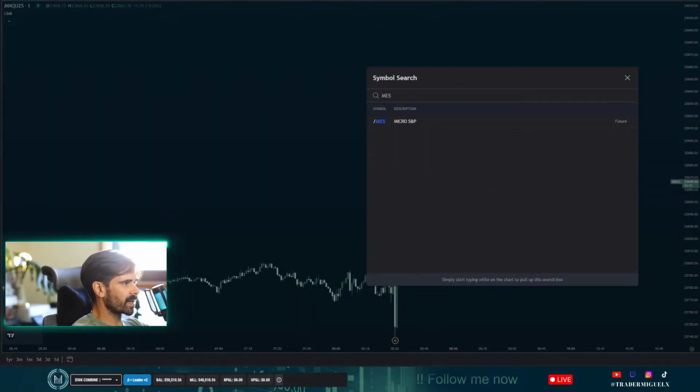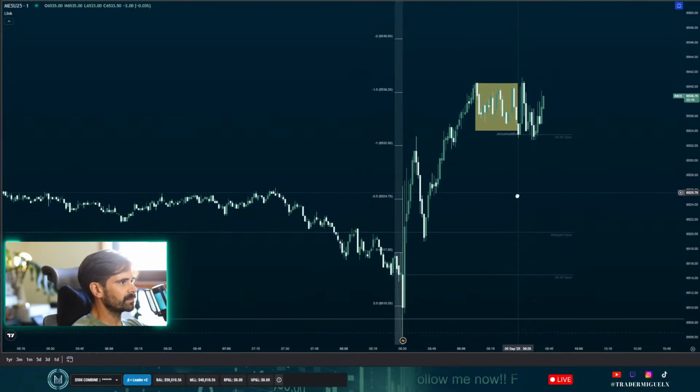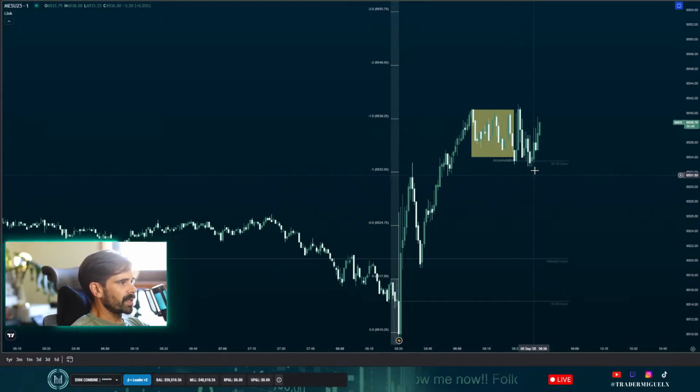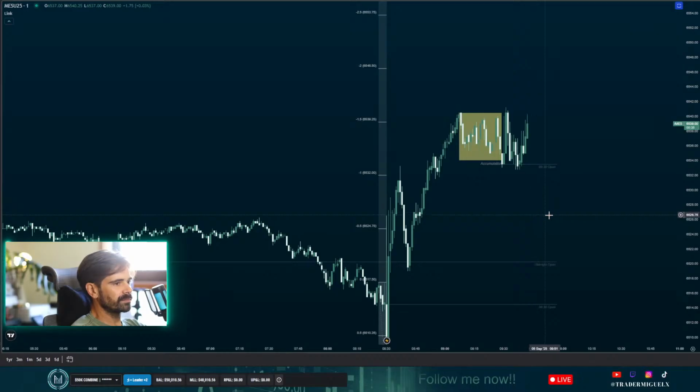Let's get back into ES. On ES, I really would like to see some sort of bigger manipulation to the downside. I don't believe this is a manipulation yet. If you look into NQ, it really dipped inside the 15-minute fair value gap, while ES is still respecting that 15-minute order block or trying to form that 15-minute order block.